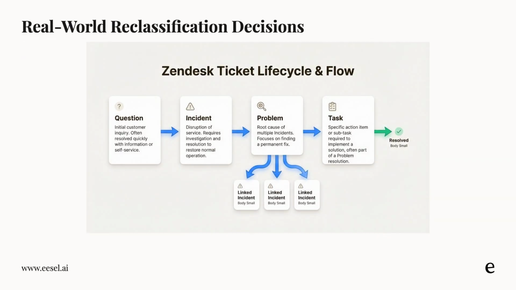Here is the real-world decision that comes up most often. An agent is handling what looks like a routine question, then discovers it is a bug affecting multiple customers. One macro click converts it to a problem, flags it for engineering, and sets the priority. No manual field hunting required.